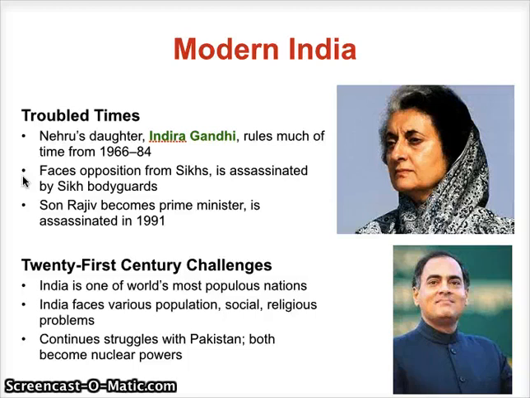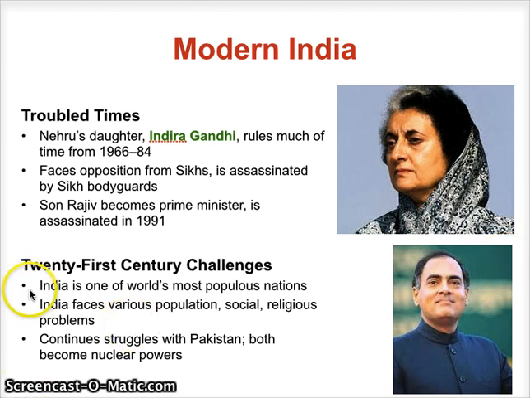The Sikhs, of course, are going to respond negatively to this, and they eventually assassinate Indira as sort of a retaliation. After that, her son, Rajiv, ends up becoming prime minister. But again, Rajiv is actually assassinated in 1991. So here's Indira and here's her son Rajiv. Both of them end up being killed by sort of political extremists.